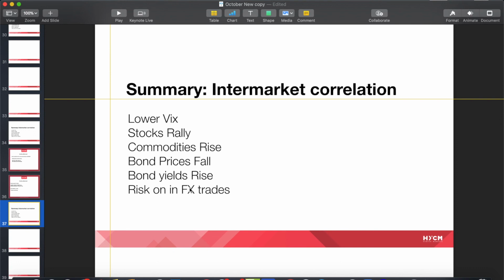I hope that helps, and please look out for a follow-up video where I will explain how to recognize a risk-off market and which pairs to trade and which pairs to avoid when the market is in a risk-off tone.